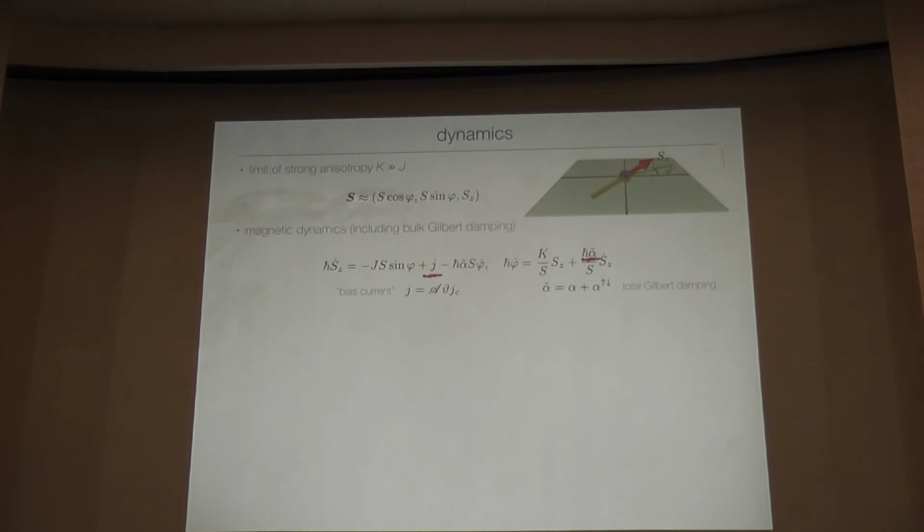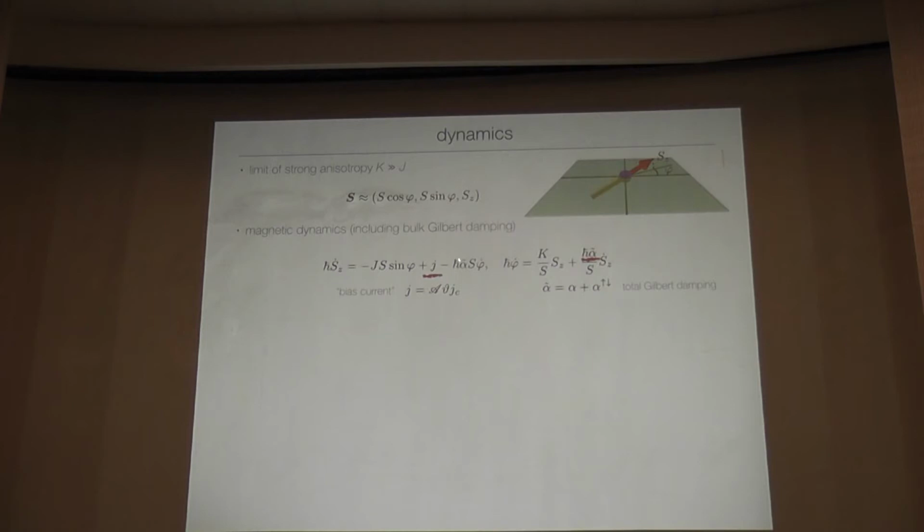Okay, so now I want to consider the limit where the easy plane anisotropy is much stronger than the inter-ferromagnet coupling J. In that case I can parameterize the macro spin in the ferromagnet in terms of two variables: phi bar, which is the azimuth angle of the macro spin within the easy plane, and the z component of that spin, which cancels out of the xy plane. If you write the classical magnetization dynamics in terms of those two variables, it reduces to these two equations in the limit of strong anisotropy.